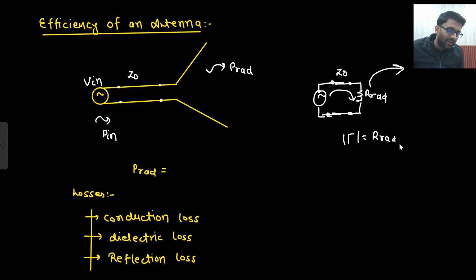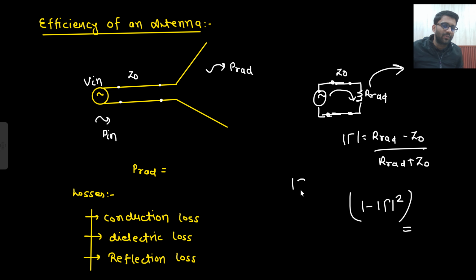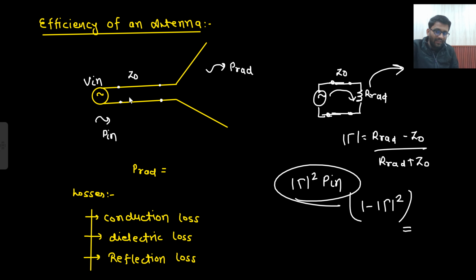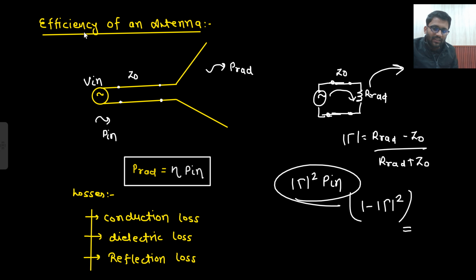The reflection coefficient is R radiated, that is ZL, minus Z0 upon ZL plus Z0. If there is some reflection, that means some power is reflected and some power is transmitted. How much power will be transmitted? This much power will be transmitted. And how much power will be lost? Gamma square P in. So if P in is coming, then the total power will not be radiated. Some power will be lost. So P radiated would be equal to eta into P in. And this is known as efficiency. Efficiency is denoted by eta.